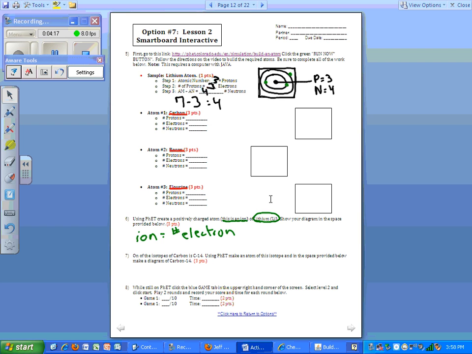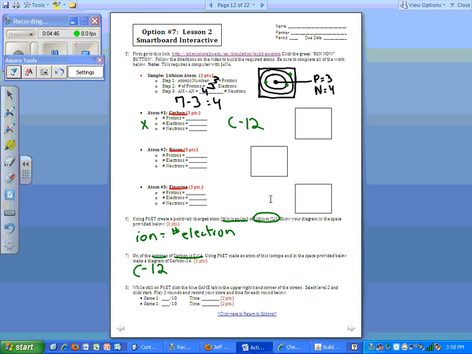The next one we are going to look at now is isotopes, and in this case you're going to be looking at an isotope of carbon. We're looking specifically at C14. You're going to use PhET to make this isotope. You're going to draw it in the space provided below. As a reference, up here you made carbon. This is carbon 12. Here I'm asking you to make a diagram of carbon 14.